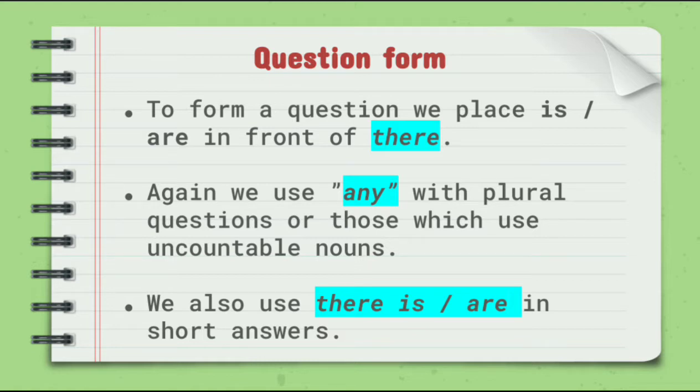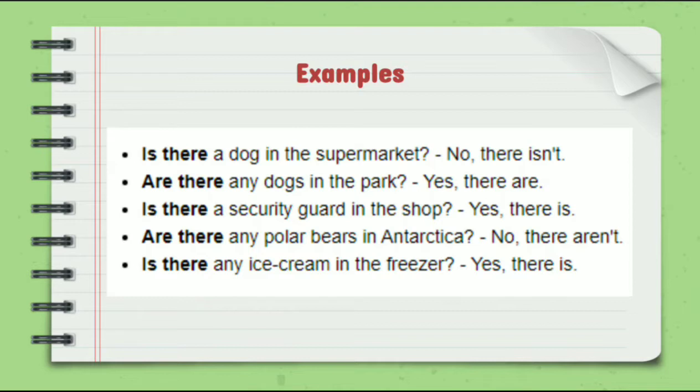Another thing we need to have in the question forms is that to form a question we place is or are in front of there, as we saw in the last examples. Also, we use any with plural questions or those which use uncountable nouns. Finally, we also use there is or there are in short answers. So here we have some examples of the question forms and how to answer in a short way.